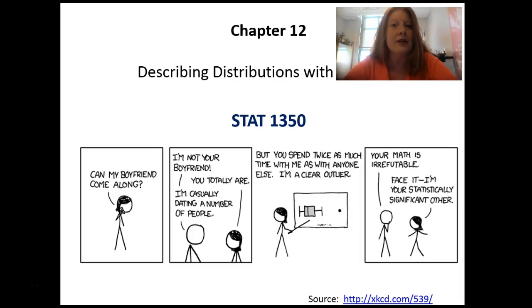Hi everyone, we're now going to start chapter 12, which is all about describing distributions with numbers. This is a really important chapter because a lot of the ideas and the concepts that you'll be learning about in this chapter will be repeated throughout the rest of the semester. So we'll come back to a lot of these ideas quite a bit. You'll use a lot of these different concepts and other things you'll be learning about. So I like to think of this as being a very pivotal chapter in the textbook.